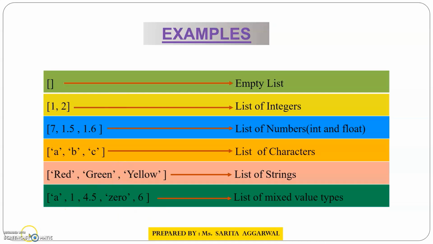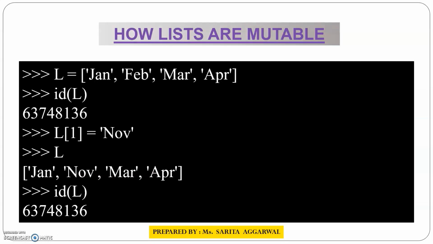Next, it also contains three elements and all three elements are of the same type, that is a string, so it is a list of strings. Last but not the least, there are 5 elements in which 1 and 6 are of integer type, 4.5 is a float type, and a and 0 are of string type. So it is a list which contains different types of values. All the elements have different data types, so it is a list of mixed value types.